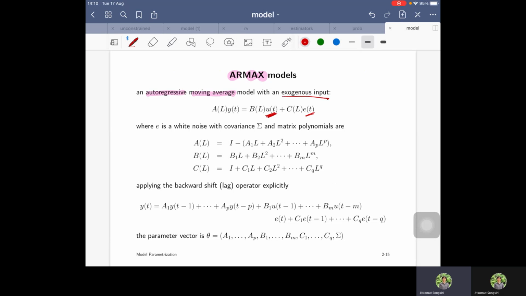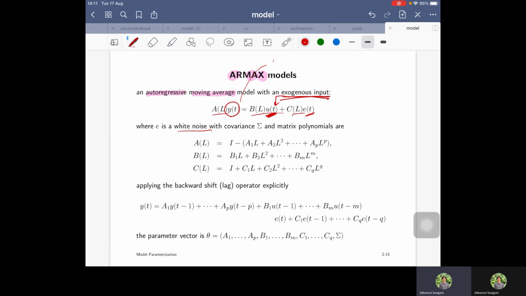In system identification, we call it deterministic input, but in time series analysis, they call U_t exogenous. E is a noise, and again, often assumed to be white noise with covariance sigma. All these A, B, C are matrix polynomials. The dimension is whatever dimension fits Y.